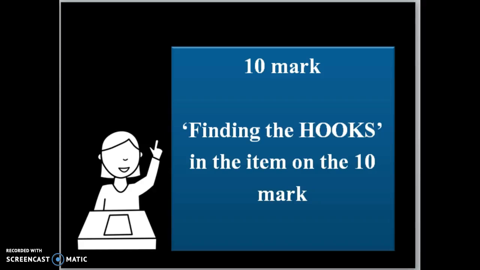Welcome to this short video about the 10-mark questions with the item, and what I'd like to do today is specifically focus on effectively finding the hooks within these items.